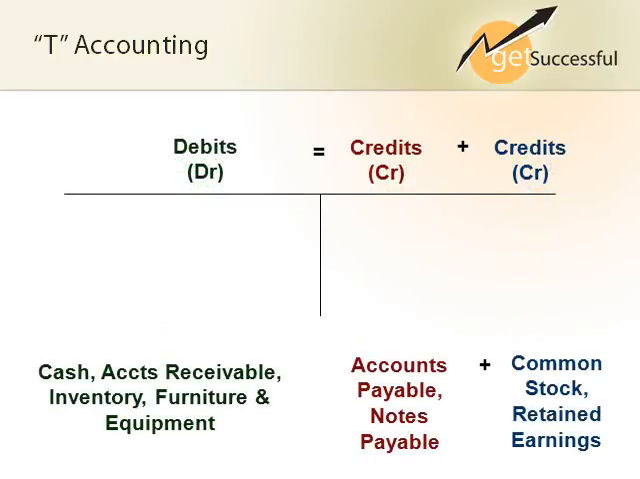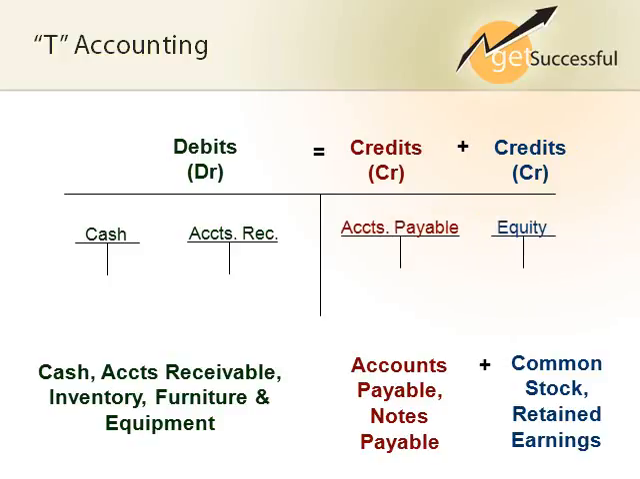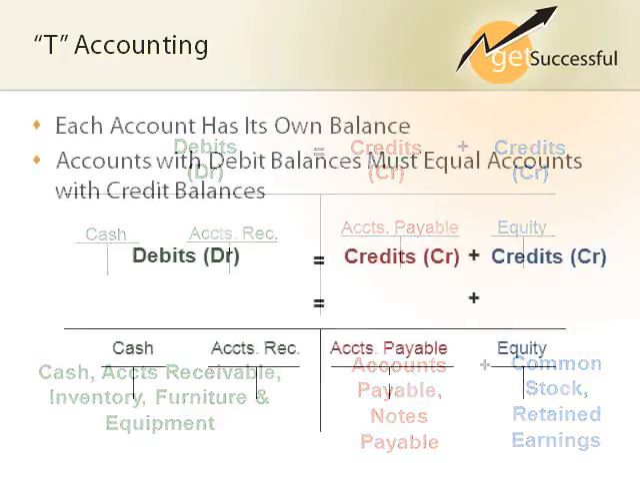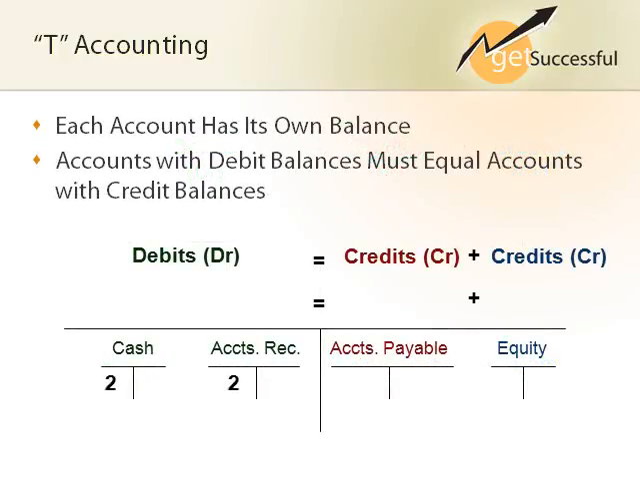Each account is its own T account. The debit accounts of cash and accounts receivable have T accounts on the left side or debit side. The credit accounts of accounts payable and equity are on the right or credit side. Typically, assets have debit balances, liabilities have credit balances, and equity accounts have credit balances. Each account has its own balance. You'll notice that we have placed a value on the appropriate side of each of the mini T accounts. These values represent the balance for the corresponding account.